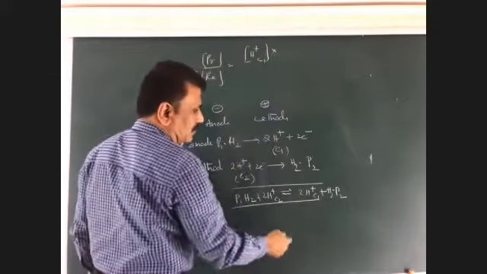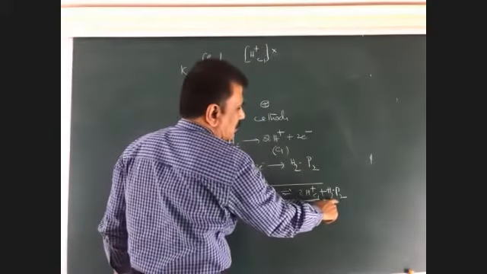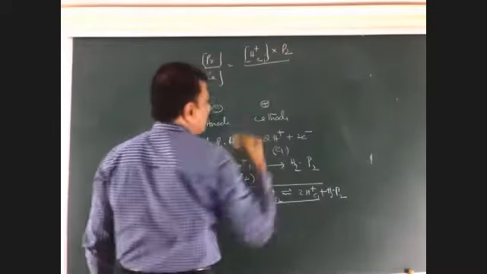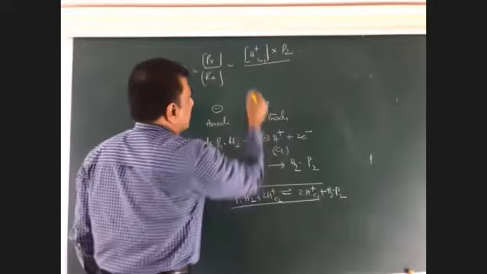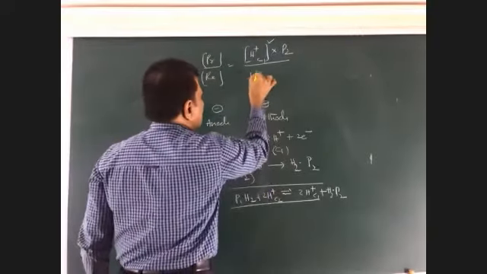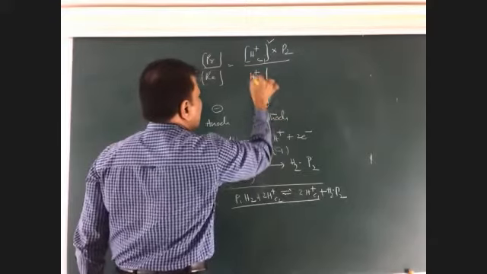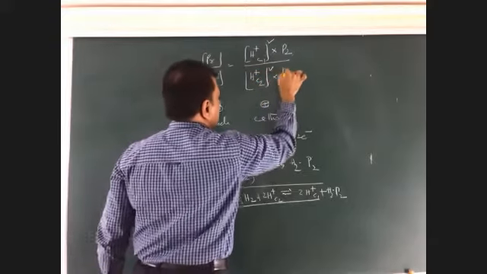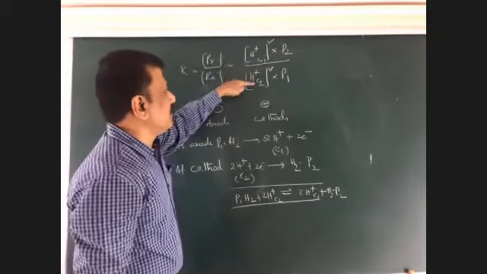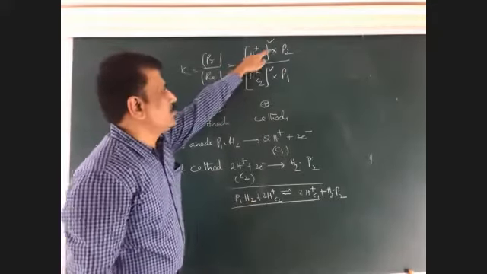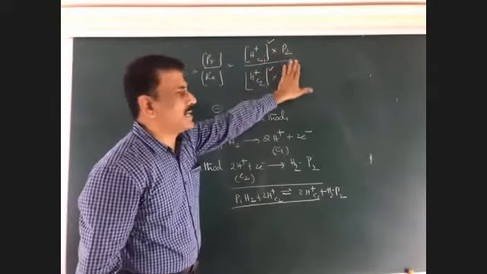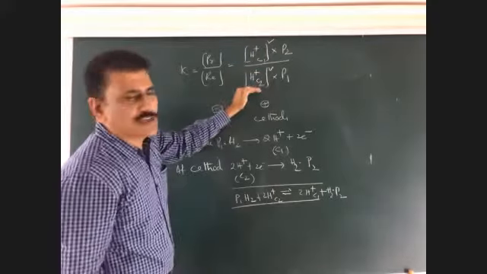into H2 of P2, that is the pressure P2, by this whole square, and this is H plus ion concentration of C2 whole square into P1. If concentrations are given, based on this; if pressures are variable, based on this. If pressure is both 1 atmosphere, this gets cancelled, and based on the concentration you can write the K.